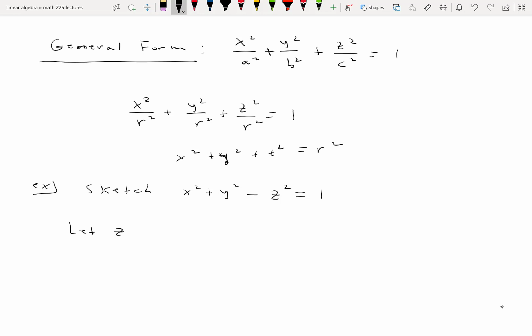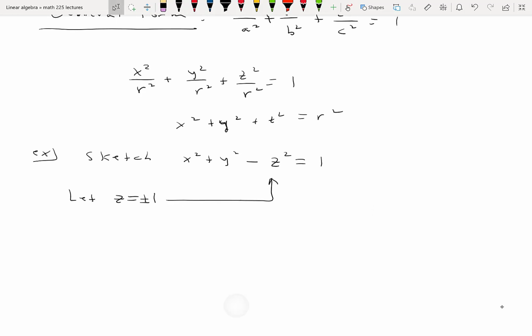So let's take a look at traces of this surface in two separate planes, z equals plus or minus 1. I'm only doing that because when I square plus or minus 1, I get the same thing, so I can take care of two traces at once. I get x squared plus y squared minus plus or minus 1 squared equals 1. So x squared plus y squared minus 1 equals 1, and x squared plus y squared equals 2.